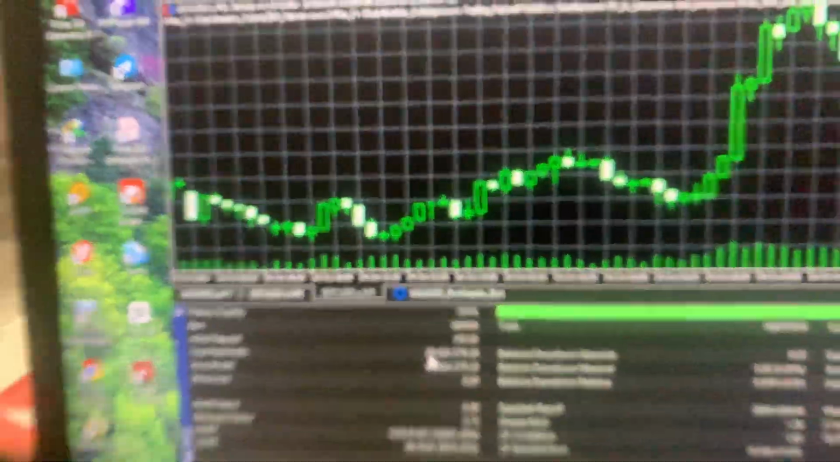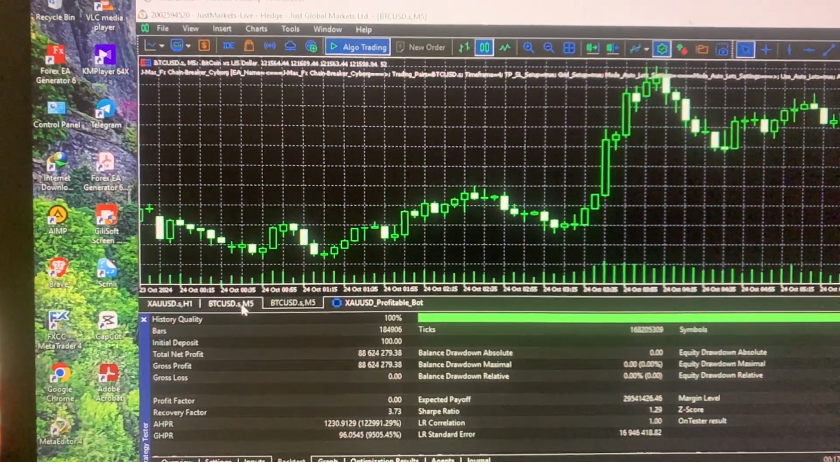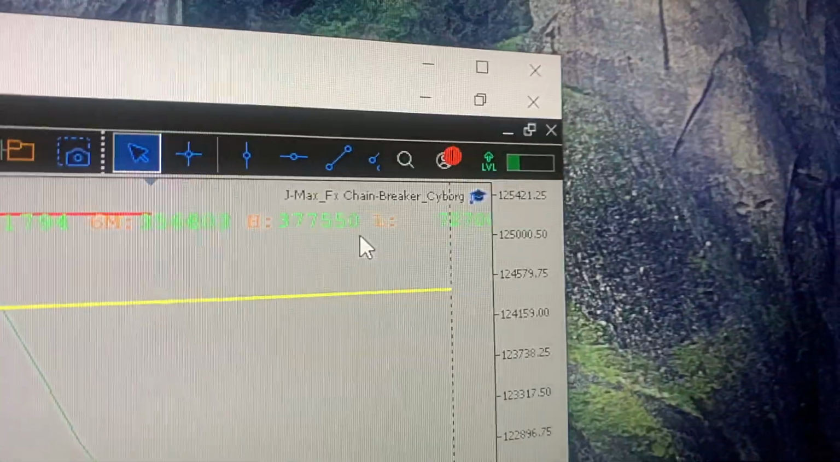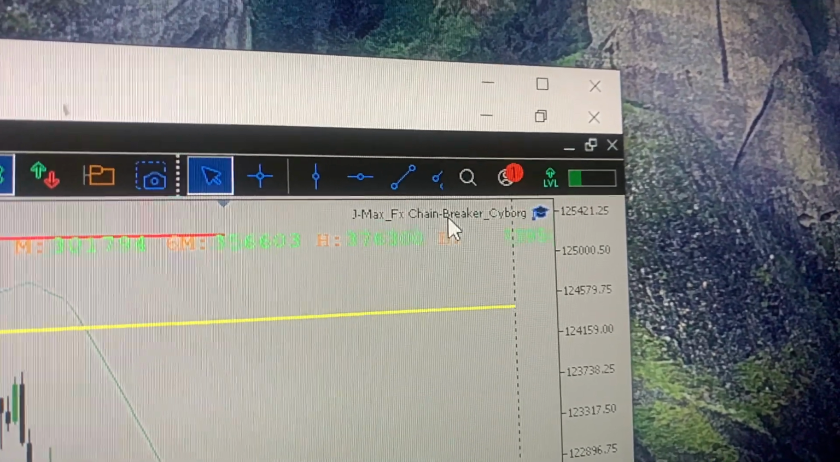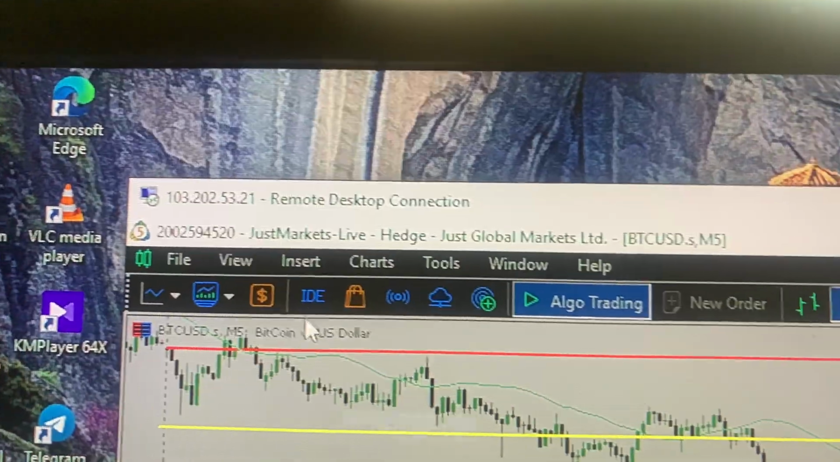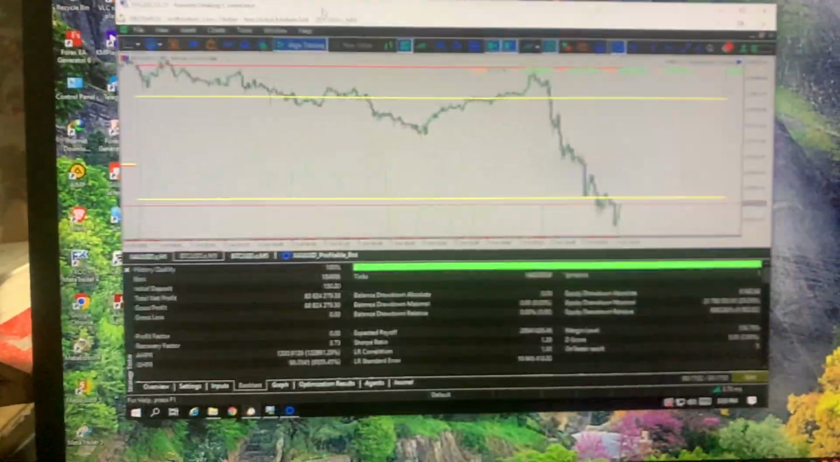You can see that I deployed the EA into the account. This is the EA working, and this is a live account. This is a VPS, this is a remote desktop. This is my remote desktop.